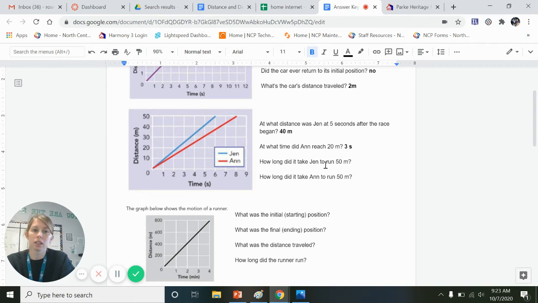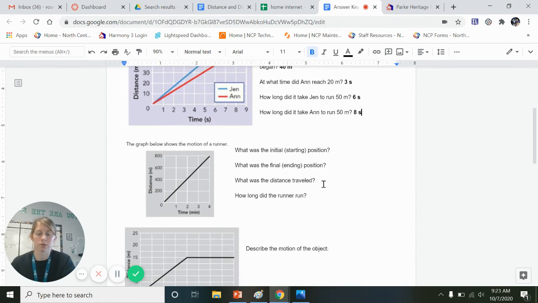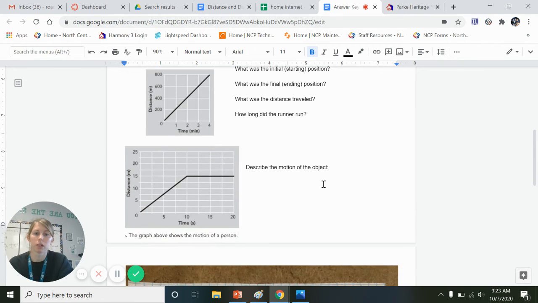How long did it take Jen to run 50 meters? So 50 meters, and you go over to Jen, and that's at 6 seconds. How long did it take Anne to run 50 meters? So Anne, go to 50 meters, and we go over, and it took Anne 8 seconds. So that's the next one. Okay. We have 2 more here.